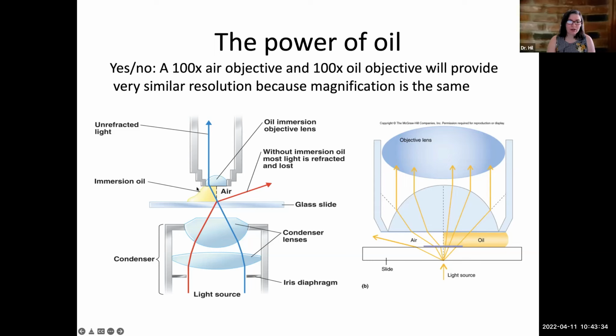If you use oil in between the objective and the slide, as it happens, the way that light travels through glass and through oil is the same. So it doesn't bend as it leaves the glass slide and enters the oil. And so you get to keep all 100 photons, which is a higher density of information. So you get more resolution from the oil objective.